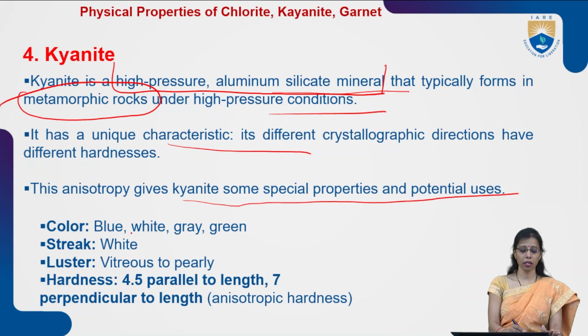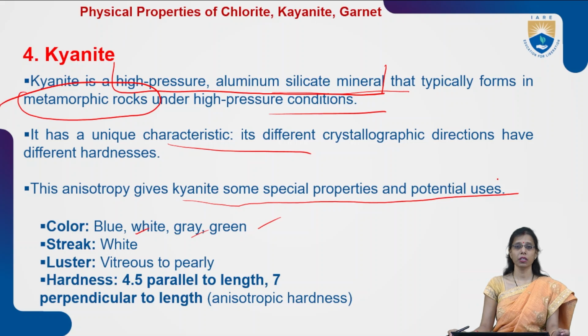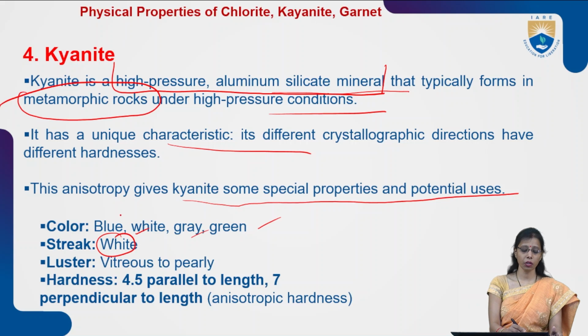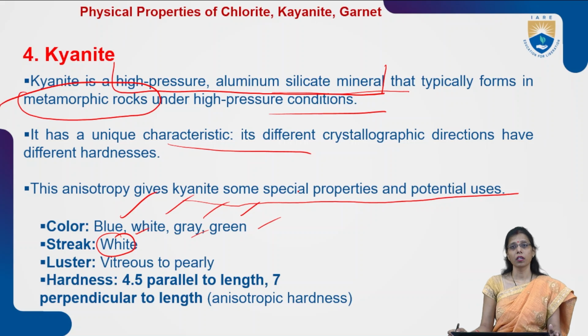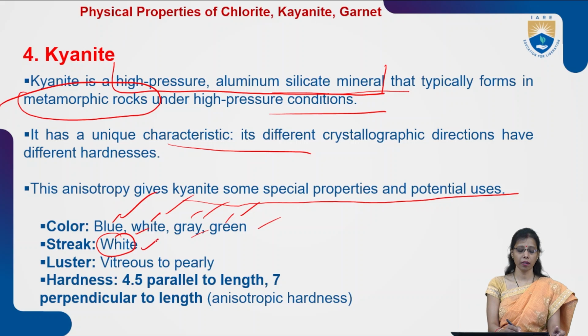Now, it has colors blue, white, gray, green. So it comes in blue, white, gray and green. It has a white streak. Even if it is blue, white, gray or green, the streak of kyanite will be white. What is streak? If you remember, streak is the powder form of a mineral. So when you make a powder of blue kyanite, or white, gray or green, it will be white in color. If you streak it on the streak plate, it will be white.